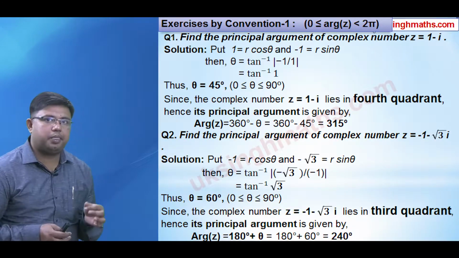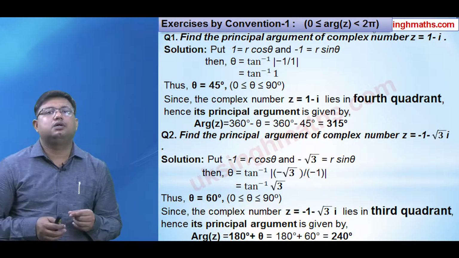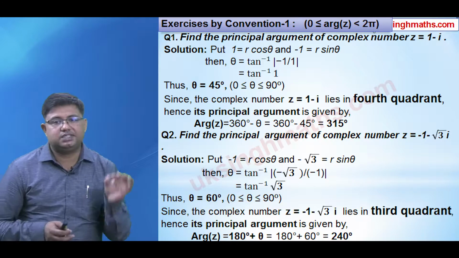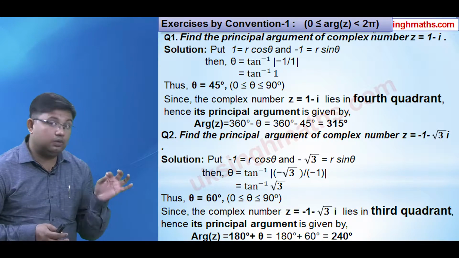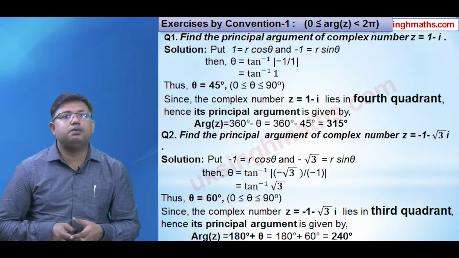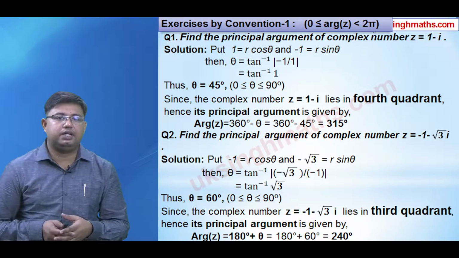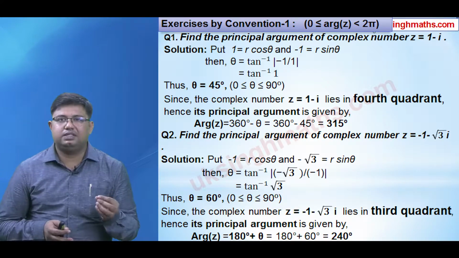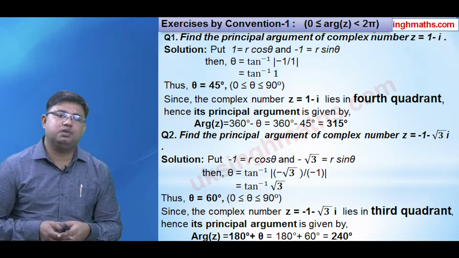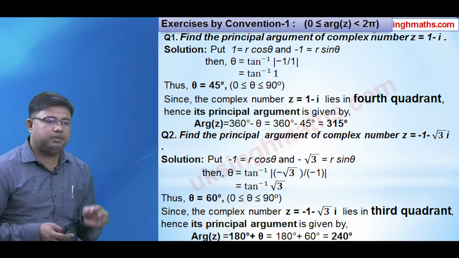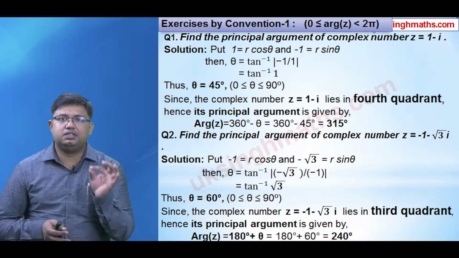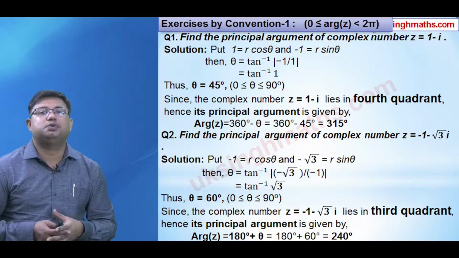Now let us understand the concept of the argument through this convention one by a small illustration. Suppose you are given a complex number z equal to 1 minus i and you are told to find the principal argument of this complex number. Then according to the algorithm we have just studied, put 1 equal to r cos θ and −1 equal to r sin θ and follow the algorithm I have told. You will find θ equal to 45 degrees. By a little knowledge of geometry, you can clearly visualize that this complex number 1 minus i lies in the fourth quadrant.